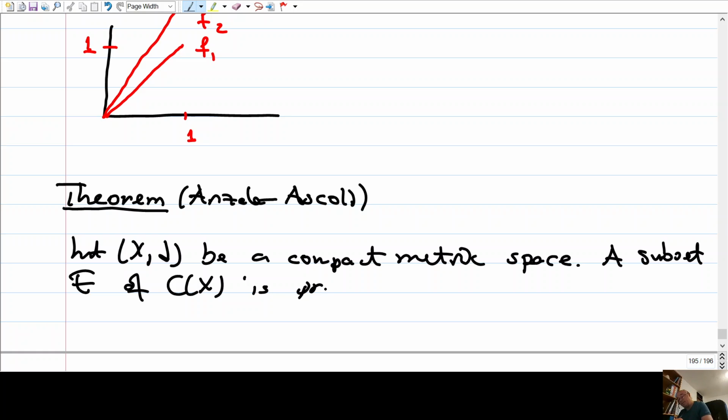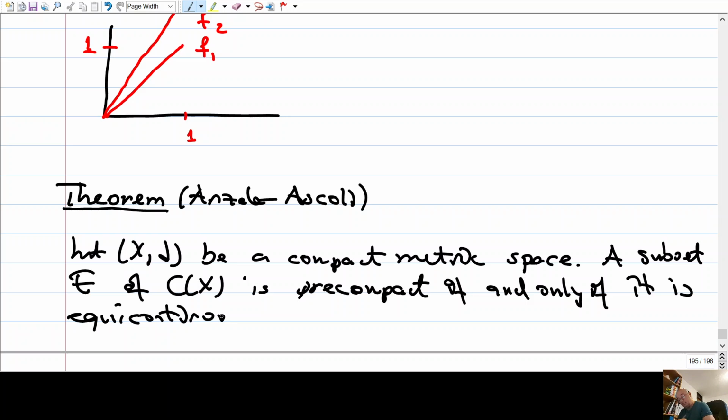A subset is pre-compact if and only if it is equicontinuous and bounded. So this will be pre-compact if and only if it is bounded. We already know that a pre-compact set is bounded, but not the other way around, right? A bounded subset need not be pre-compact. In this case, it is sufficient that we assume the subset is also equicontinuous. If it is equicontinuous and bounded, then it is pre-compact.